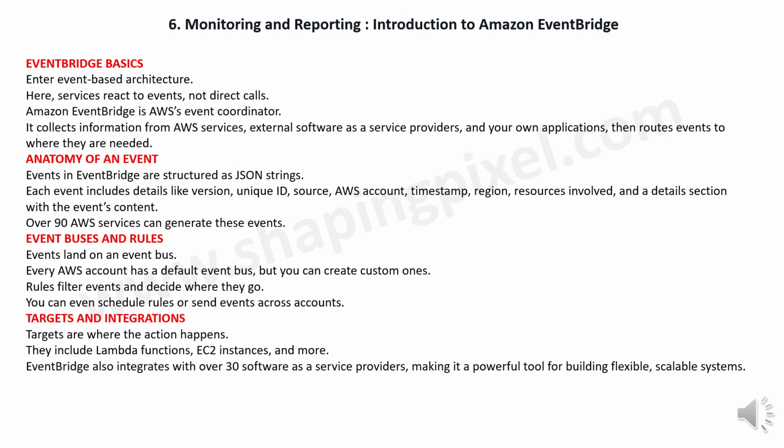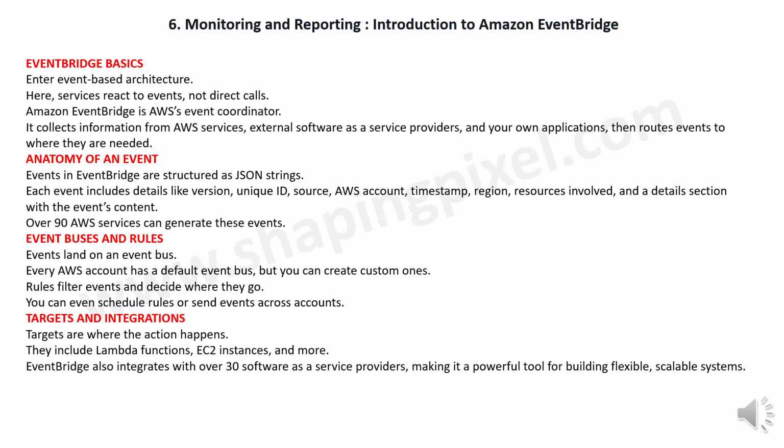Amazon EventBridge is AWS's event coordinator. It collects information from AWS services, external software as a service providers, and your own applications, then routes events to where they are needed. Events in EventBridge are structured as JSON strings. Each event includes details like version, unique ID, source, AWS account, timestamp, region, resources involved, and a details section with the event's content. Over 90 AWS services can generate these events.